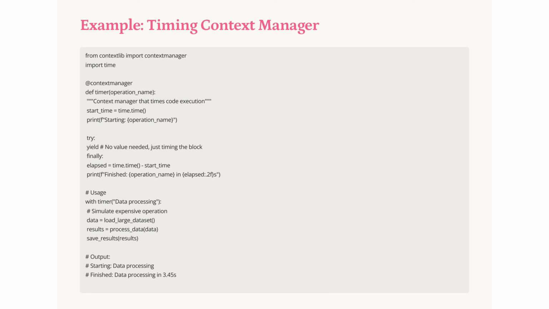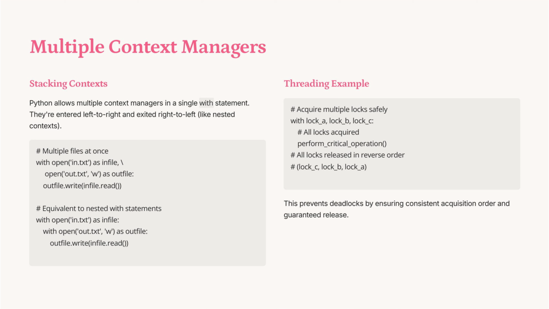This is useful for profiling operations like data processing, where you load, process, and save data, providing insights into performance efficiency. Python's context managers can handle multiple resources efficiently. Using a single with statement, you can open multiple files or acquire multiple locks, ensuring resources are managed safely. This approach prevents deadlocks by maintaining a consistent acquisition order and guarantees release, enhancing code reliability and readability.